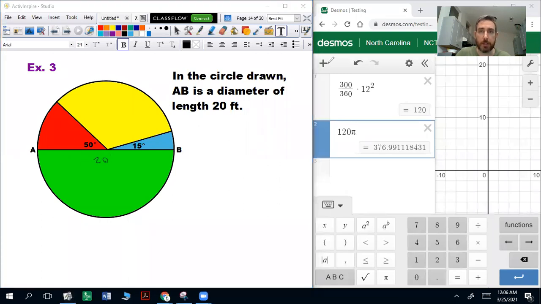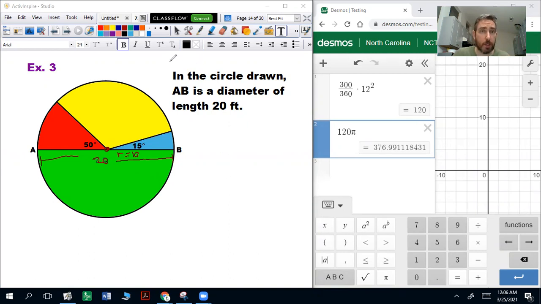Let me use something that's not green that stands out a little bit more. So that'll be 20 there, that total distance from point A to point B, which means, should go without saying, that this radius here is going to be 10. So we're going to use the radius of 10 in that problem.